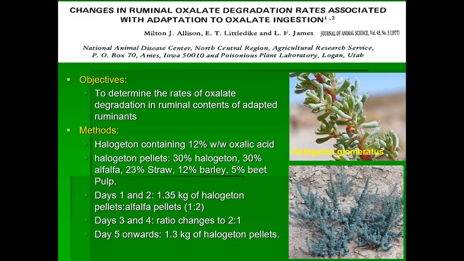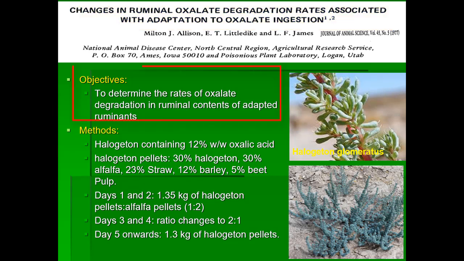Now, here is an interesting study showing that in a matter of 4 to 5 days, ruminants adapt to diets containing increased concentrations of oxalates. This increased rate of oxalate degradation drops very rapidly when the intake is stopped. And as you can see, the title is Changes in Ruminal Oxalate Degradation Rates Associated with Adaptation to Oxalate Ingestion.